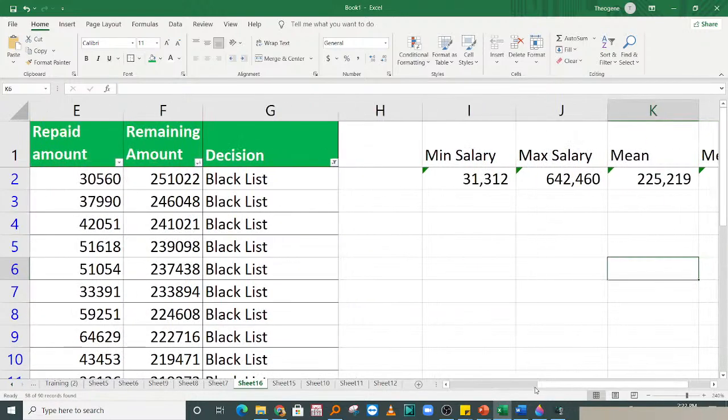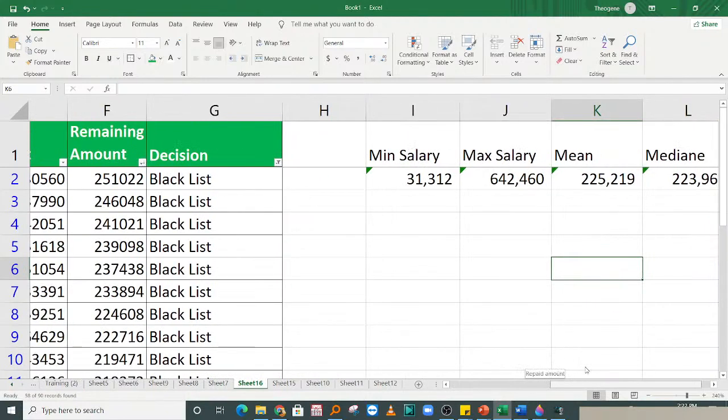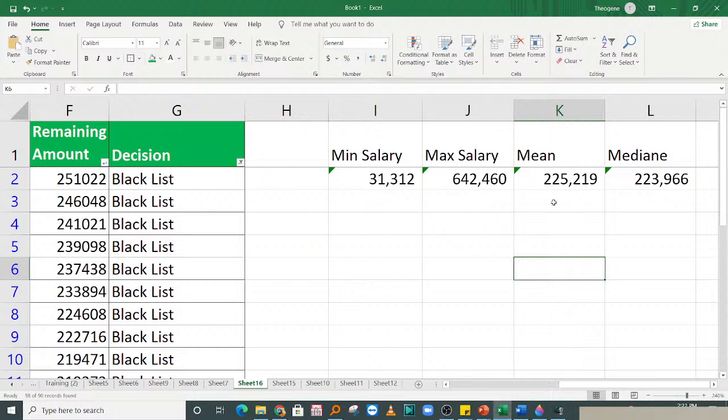Okay, so mean sometimes is not good to consider. Sometimes we need to replace it with the median. I hope you understand this.